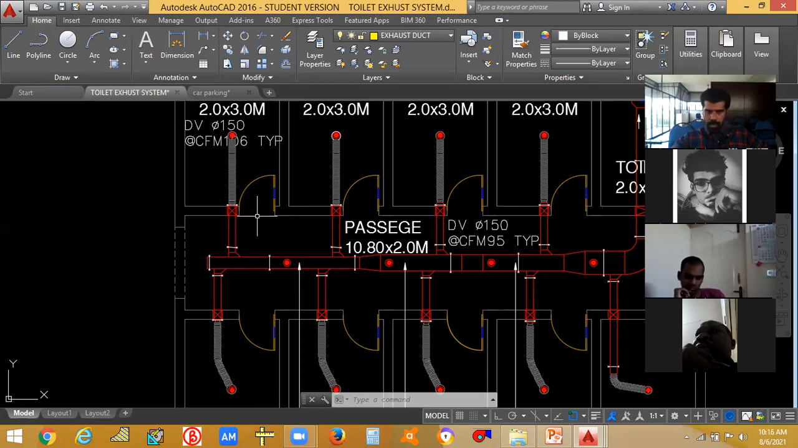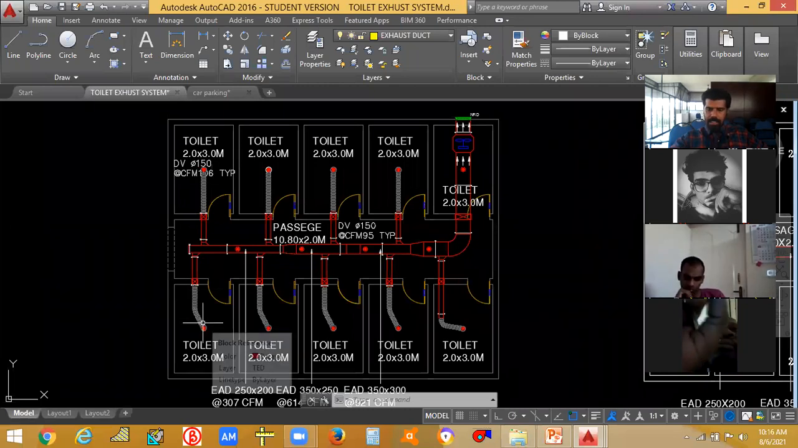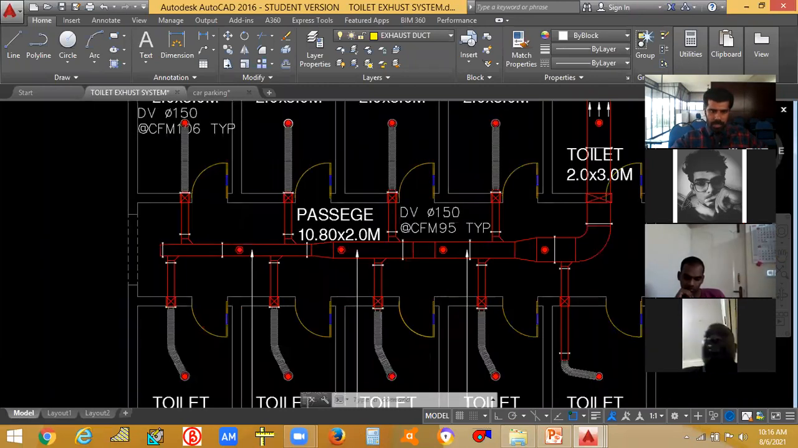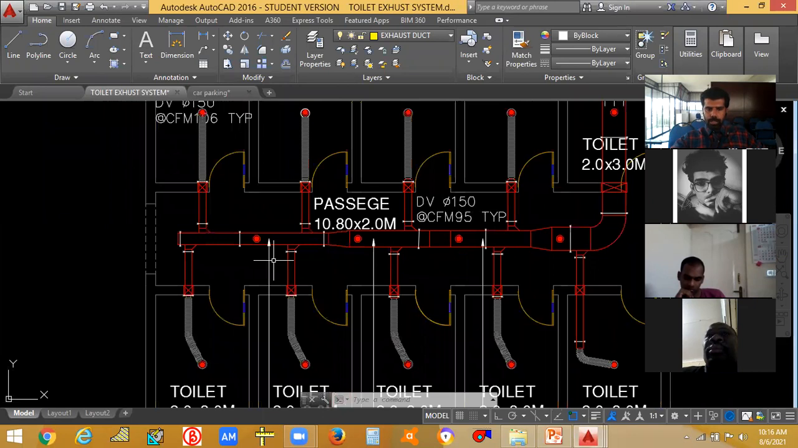We have divided into 5 parts. This is the first part, this is the second part, this is the third part, this is the fourth part, and this is the fifth part. So 1, 2, 3, this 3 CFM is added, and that total CFM is given to the duct sizer software, and we have found the duct size. That is the size of this duct. Understood?